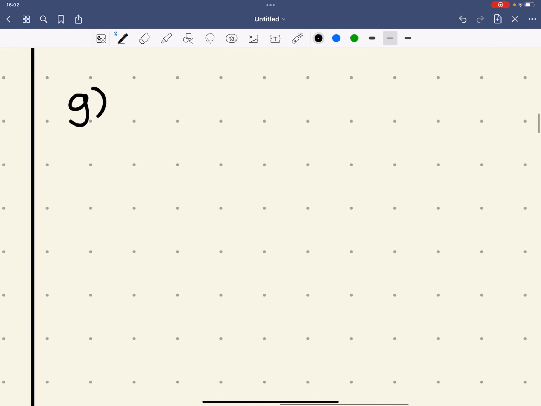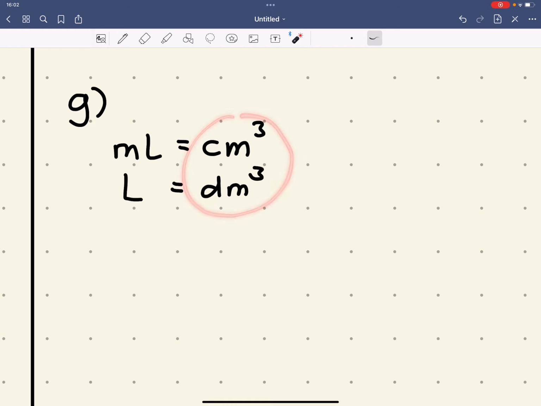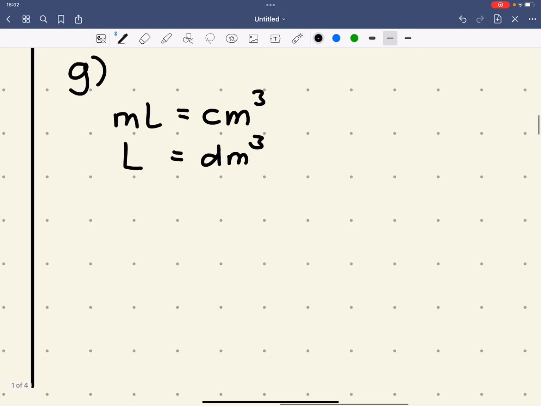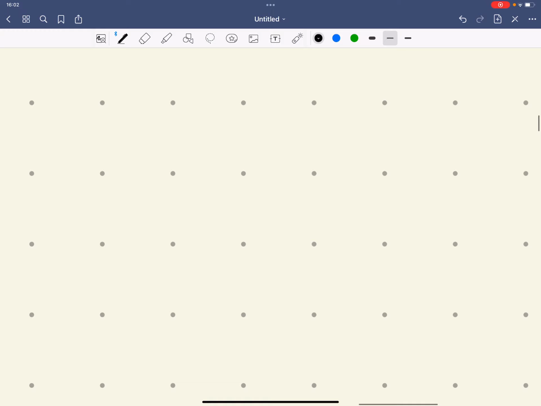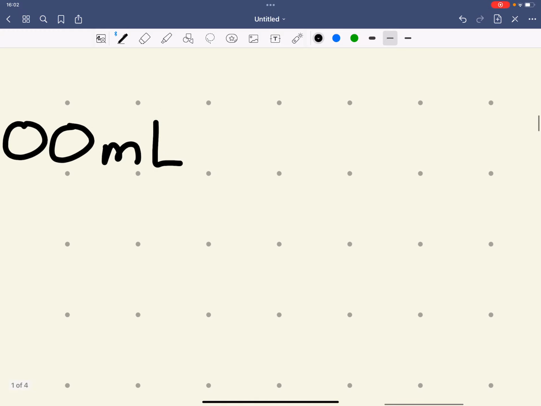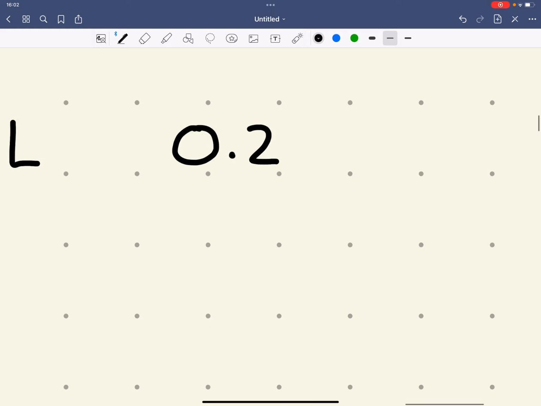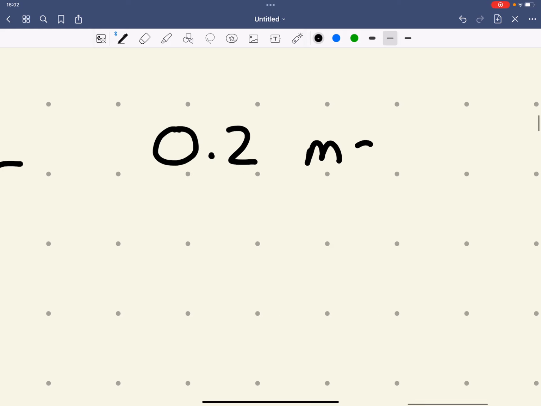Just some background. A millilitre is the same as a centimetre cubed. A litre is the same as a decimetre cubed. So you may have come across these terms more commonly. These are interchangeable. So we've got 100 millilitres or 100 centimetres cubed. And it's got a concentration of 0.2 moles per litre.